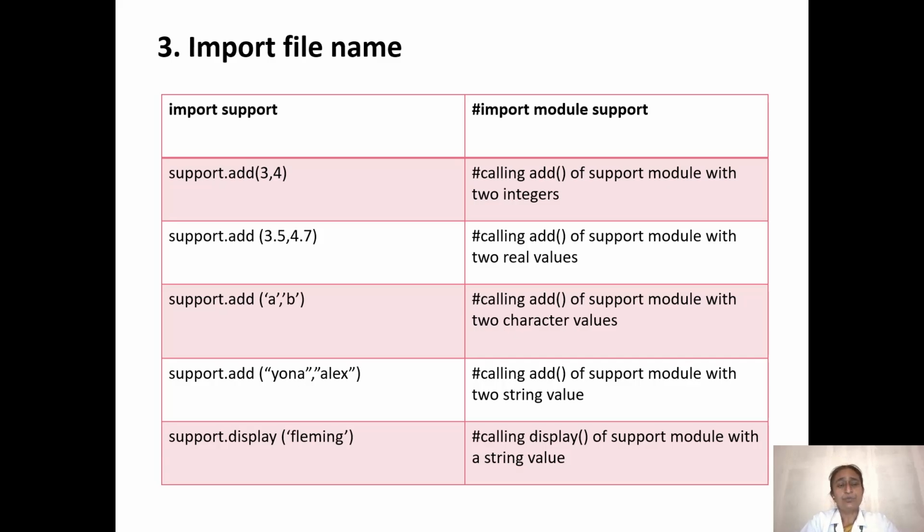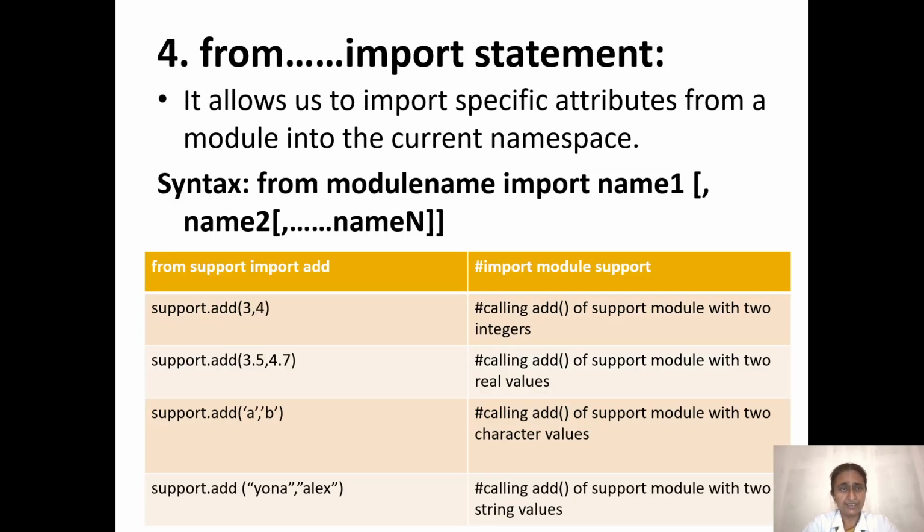Next is support add, which is calling the add function of the support module with two string values. Next is support display, which displays with the support module a string value. Next, it allows importing specified attributes from a module into the current namespace. Syntax: from module name import name 1, name 2 to name n.